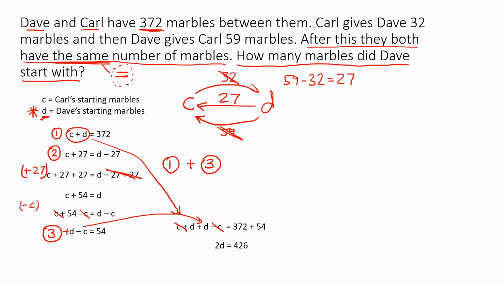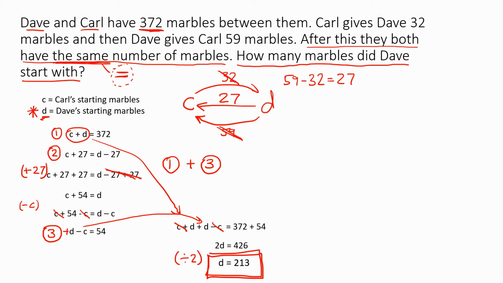And so we now have 2D equals 426. And now that we know that, we can just divide both sides by 2. And that gives us 1D equals 213. And this is the answer we are looking for. This is Dave's starting marbles.